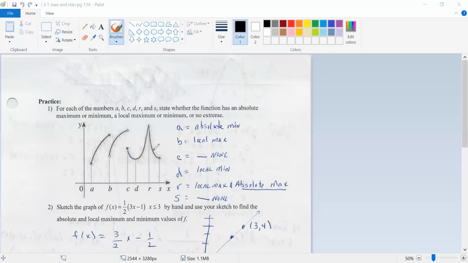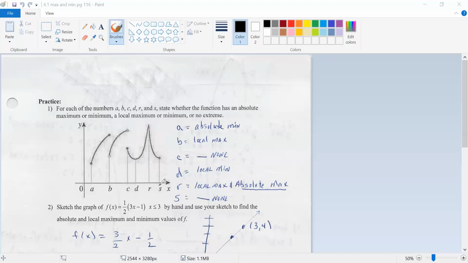For R, it goes up here, and it looks like a kink, kind of like an upside down absolute value function. Because this value here is the highest value, it is not only in the vicinity a local maximum, but it is also an absolute maximum because it is the highest value on the graph. In other words, the highest y value.